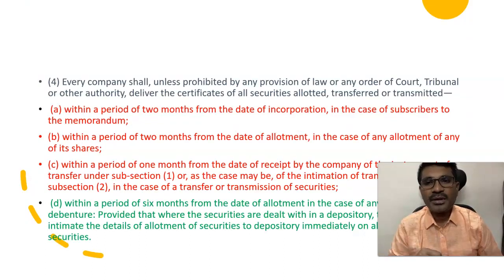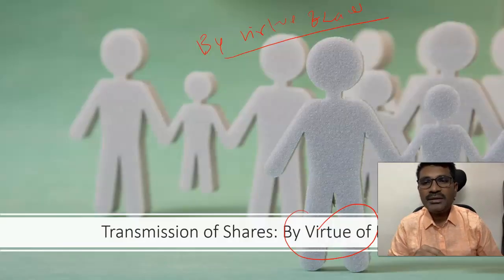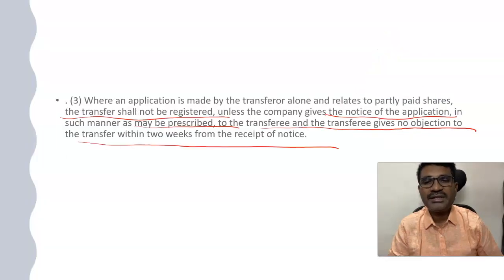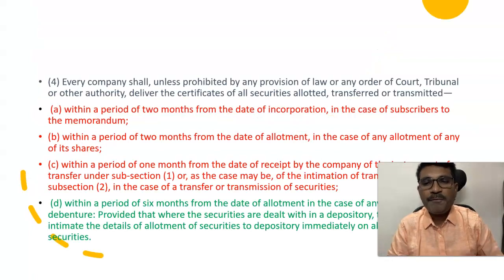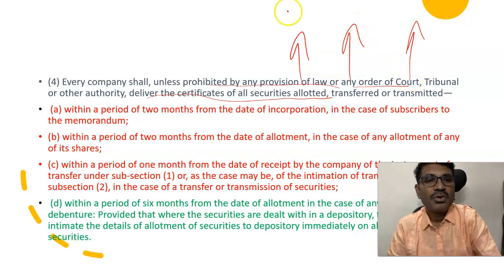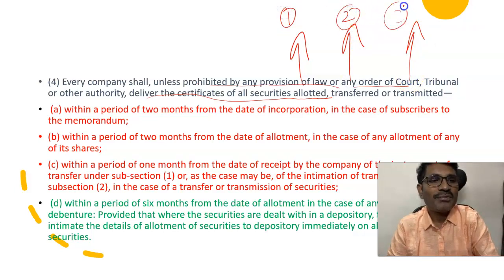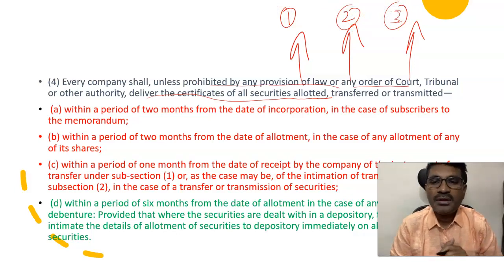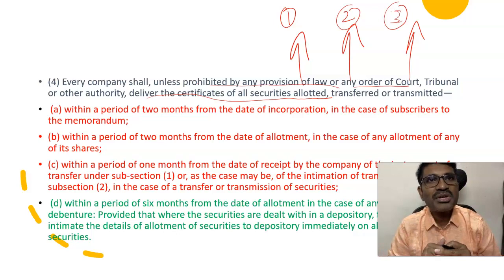Now let us discuss the procedural aspects of Section 56, sub-clause 4. Every company, unless prohibited by provisions of law or by order of a court, tribunal or authority, shall deliver the certificates of all securities allotted, transferred and transmitted. So remember, three aspects are discussed in company law: allotment of securities, transfer of securities and transmission of securities.